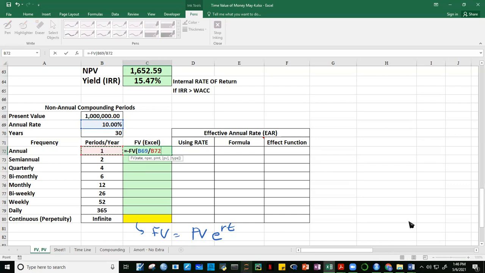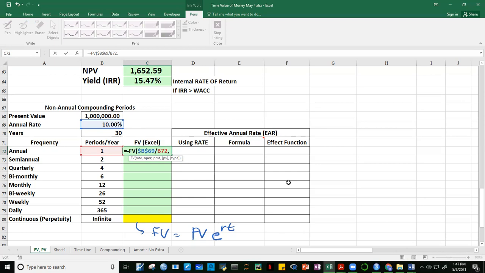Dapat i-fix natin tong B69. Kasi, di ba, for all the cases, ang annual rate, 10% lang, no? I'm going to press F4. Okay, i-fix na lang natin pareho. Okay, so that when we copy this formula down, it will become 10% divided by 2, 10% divided by 4, etc. No? Okay, comma. N per, guys, N per.